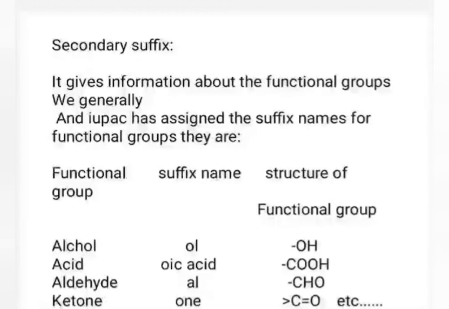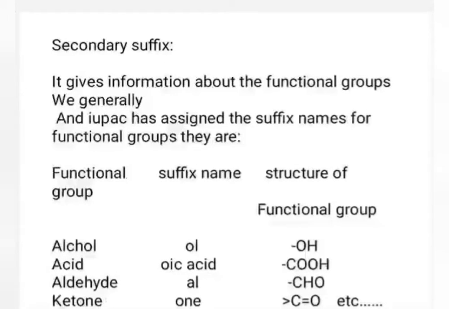Now let us discuss the secondary suffix. Friends, the secondary suffix gives information about the functional groups. There are different functional groups such as alcohol, acid, aldehyde or ketone. Functional groups are those which substitute the hydrogen atom with other elements or with other compounds. Some of the functional groups are alcohol, acid and aldehyde.